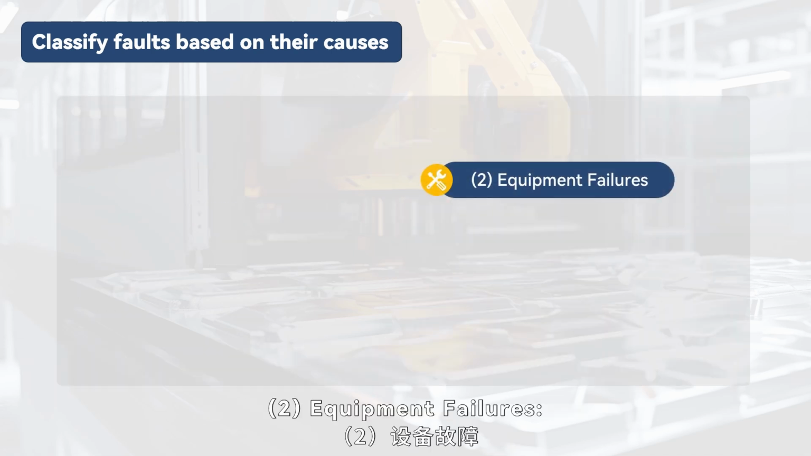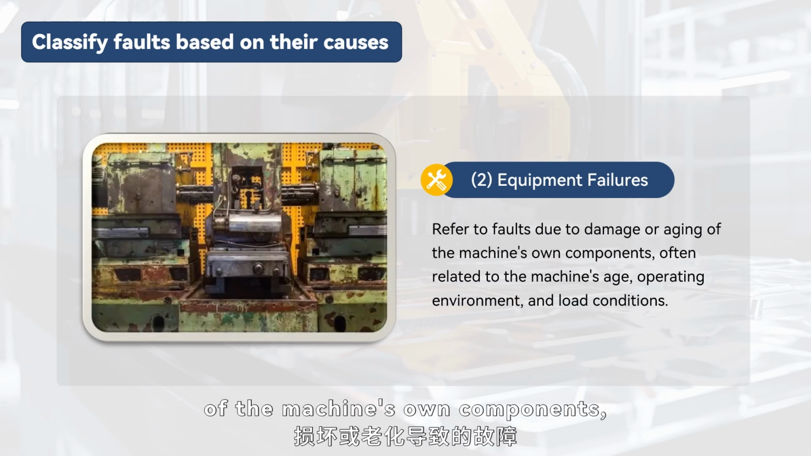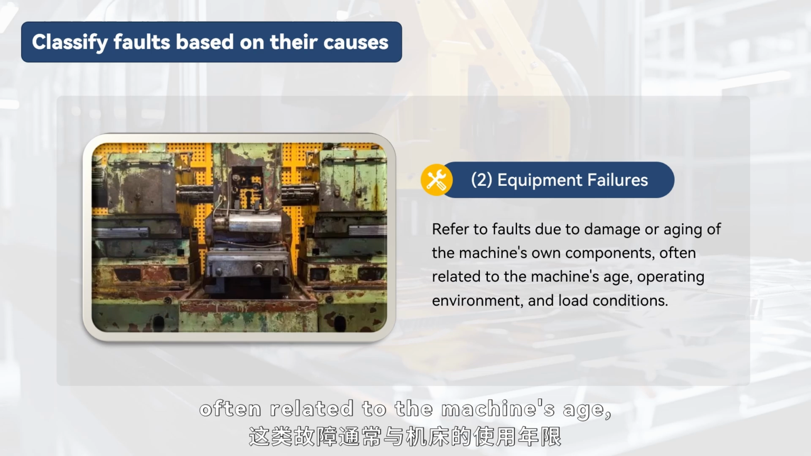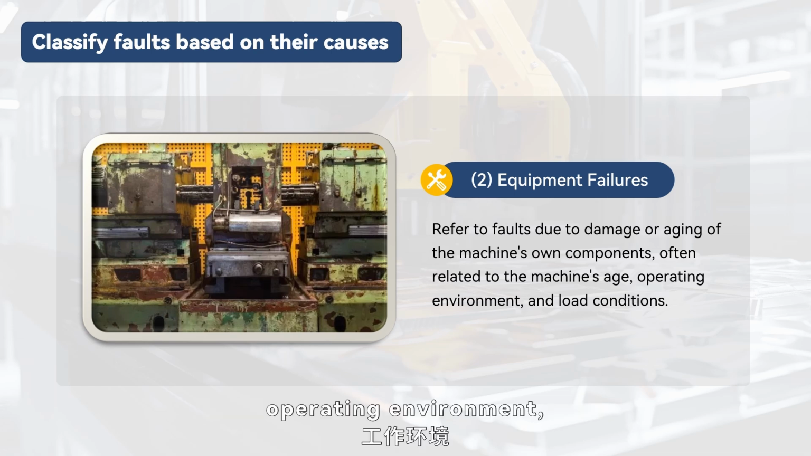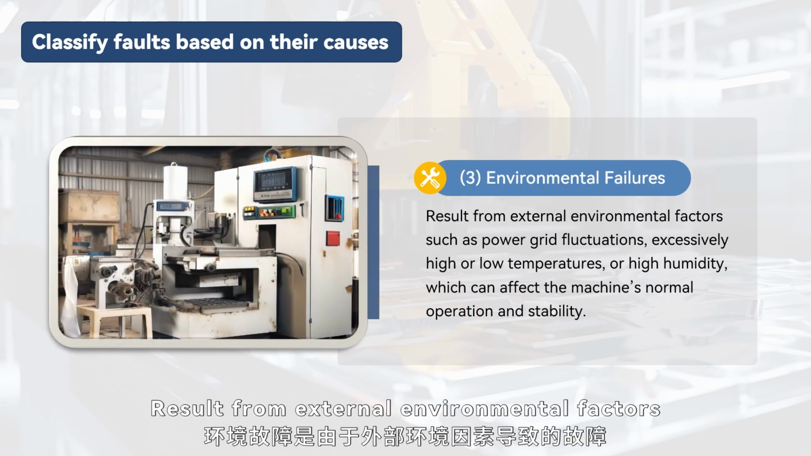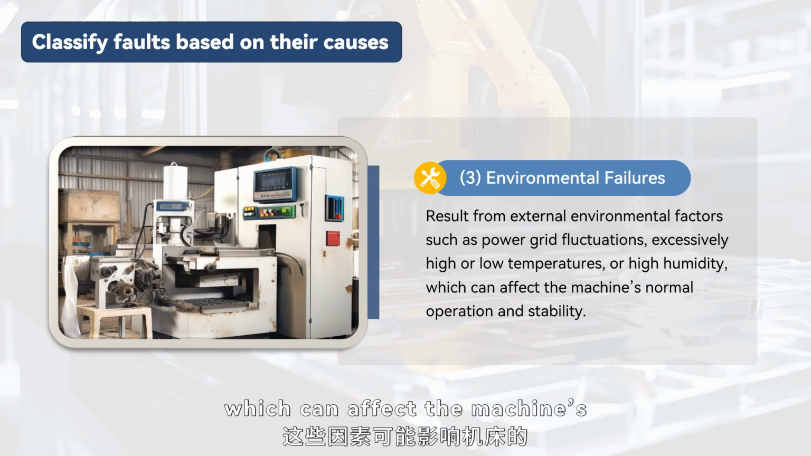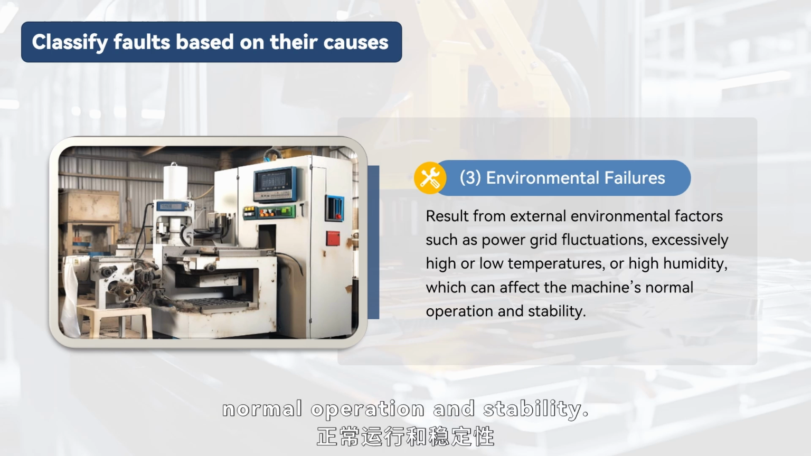2. Equipment failures refer to faults due to damage or aging of the machine's own components, often related to the machine's age, operating environment, and load conditions. 3. Environmental failures result from external environmental factors such as power grid fluctuations, excessively high or low temperatures, or high humidity, which can affect the machine's normal operation and stability.